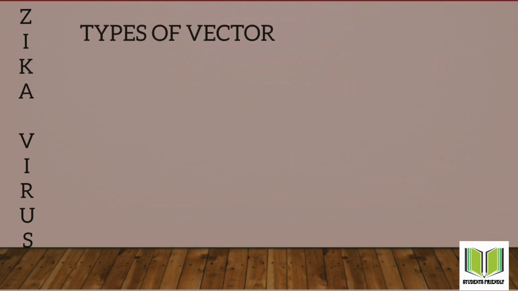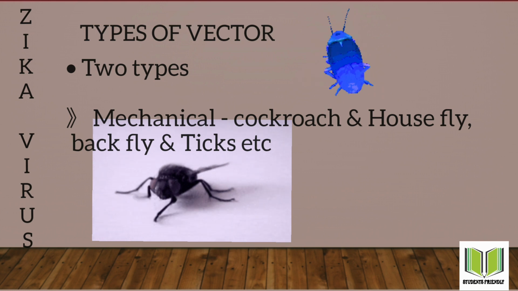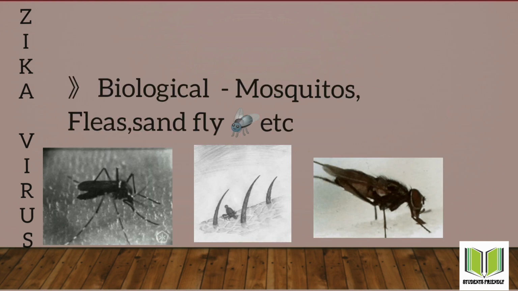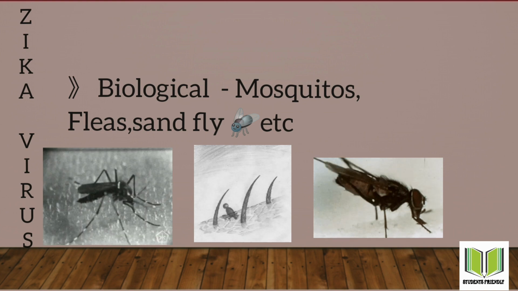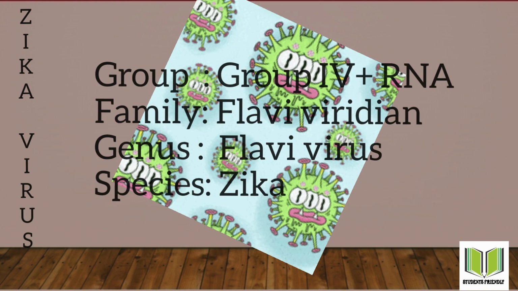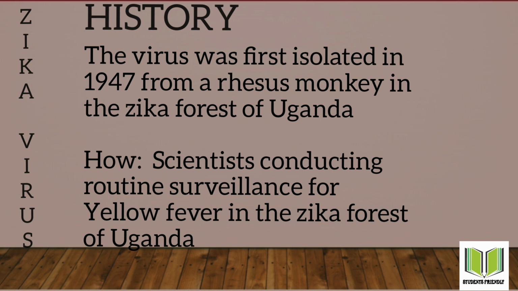The types of vectors: two types of vectors, mechanical and biological. Mechanical vectors: cockroaches, houseflies, etc. And biological vectors: mosquitoes, fleas, tsetse flies, sandflies. Group 4 positive-sense RNA virus, family Flaviviridae, genus Flavivirus, and the species is Zika.